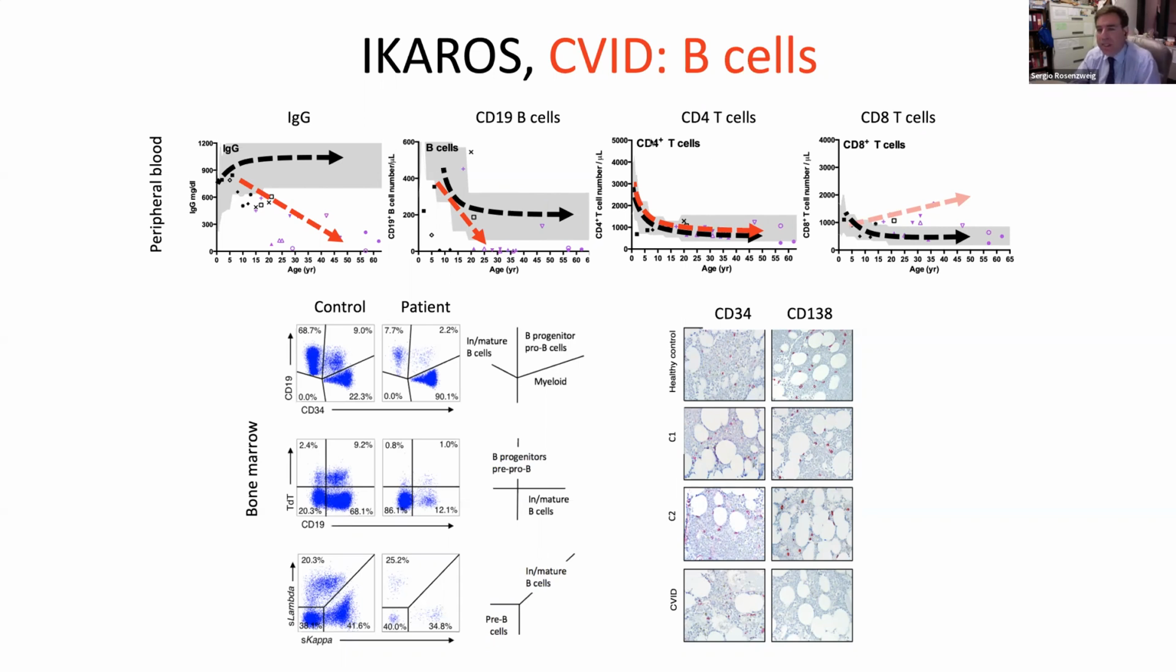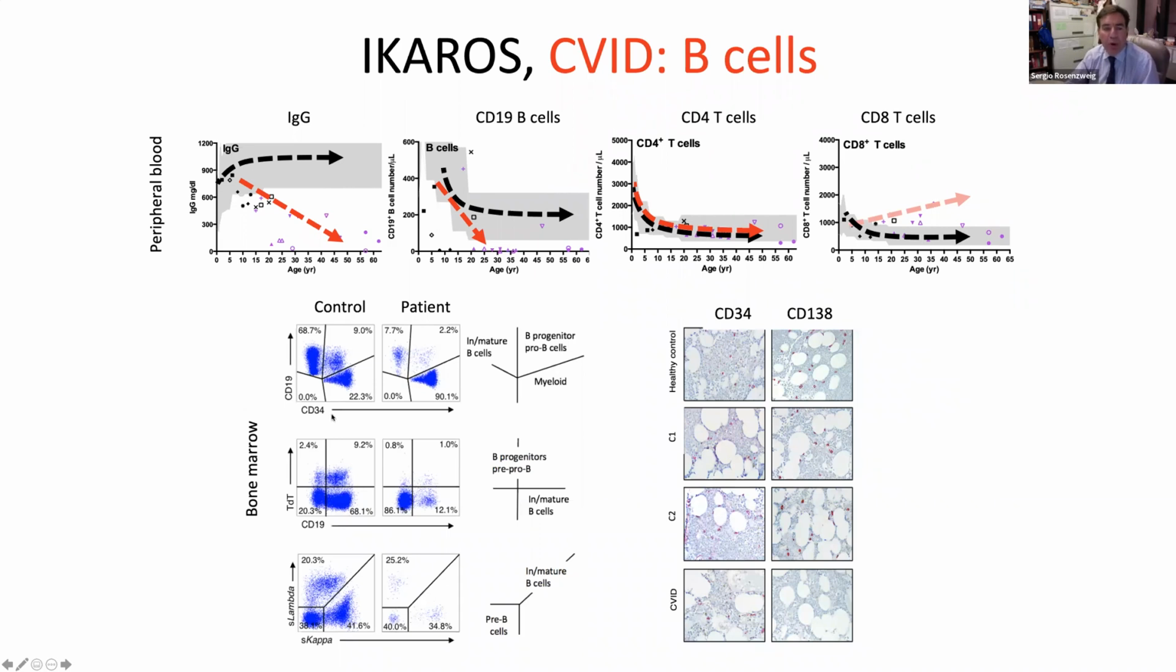In terms of T cells, CD4s are normal, and CD8s can be high in a subset of patients. I can explain later why, but if you see a combination of low B cells and high CD8 cells, that's going to be a good hint to suspect IKAROS deficiency.